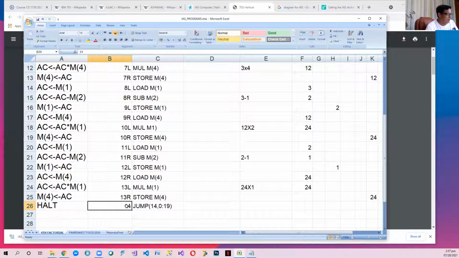This is 14R, 14L. I'll post this. I'll update it, because there's nothing like this yet.